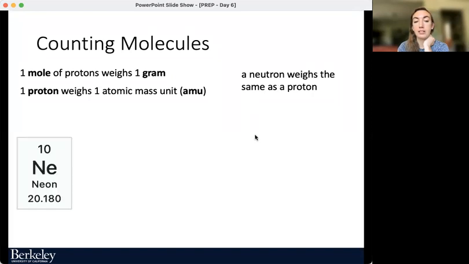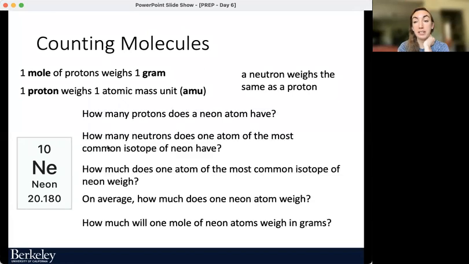So let's look at neon. I think I'm going to ask you a bunch of questions. Some of these you should already know how to answer from like day 4 or whatever that was. So how many protons does neon have? But then we're going to talk about the masses. So I'm just going to pop this poll up that asks all of these questions.